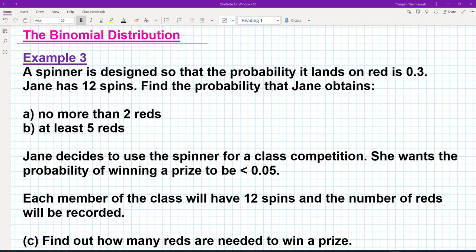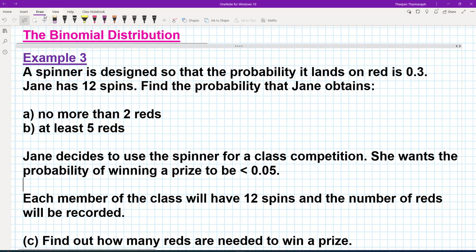Here is our next video involving the binomial distribution. Let's take this example. A spinner is designed so that the probability it lands on red is 0.3. Jane has 12 spins. Find the probability that Jane obtains no more than 2 reds and at least 5 reds.